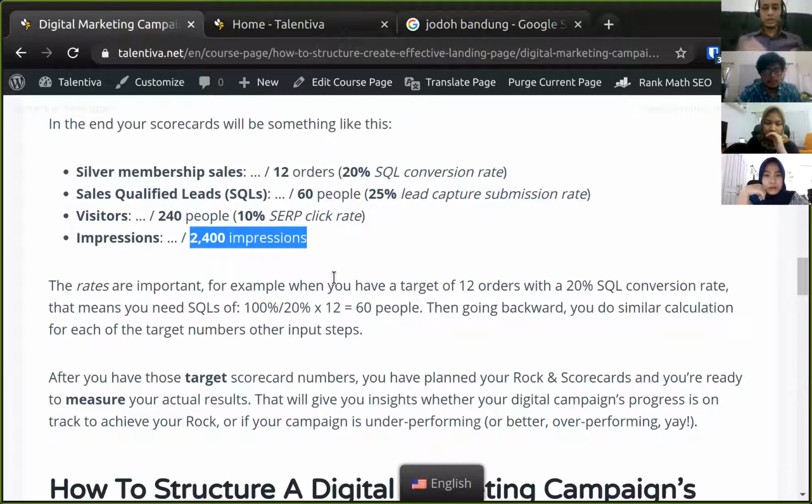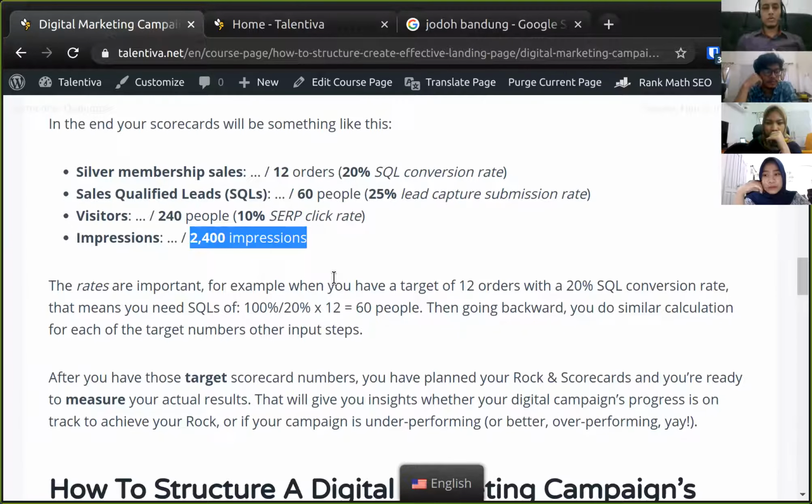So if you have a progress of one quarter, you don't have to measure the sales first. First, you measure how many impressions you have, and then how many percent of click rate you get, and then how many visitors you have, and then how many submission rate you get, and then how many leads you have, and then the conversion rate, and after that you get the sales. So it makes it easy to tweak your campaign.